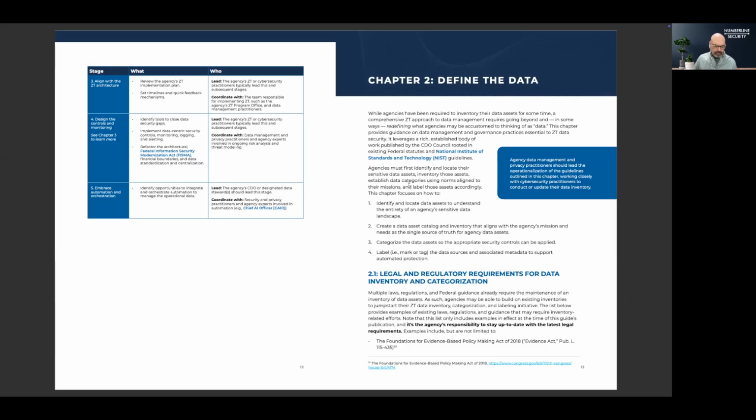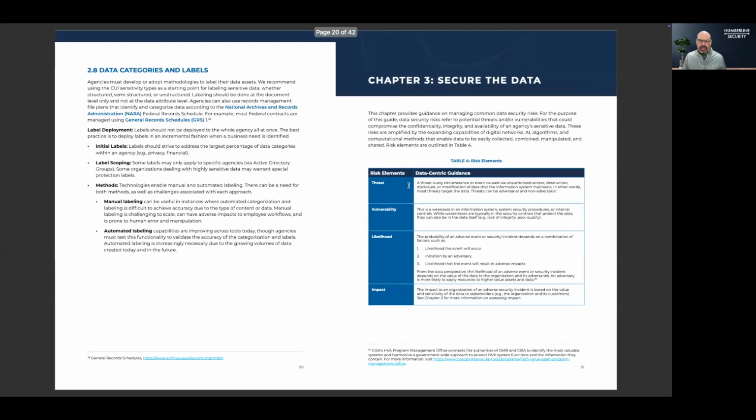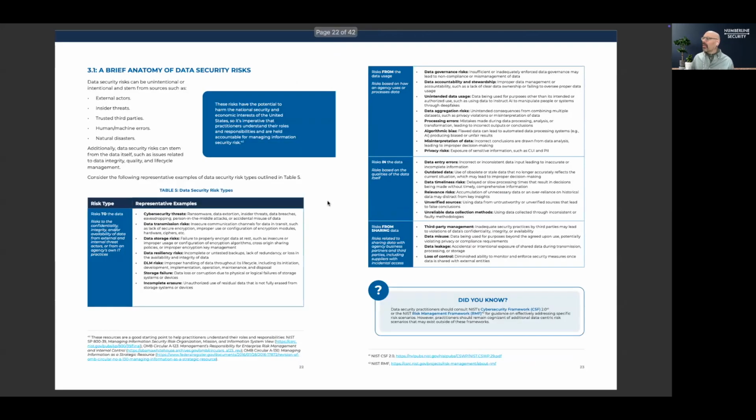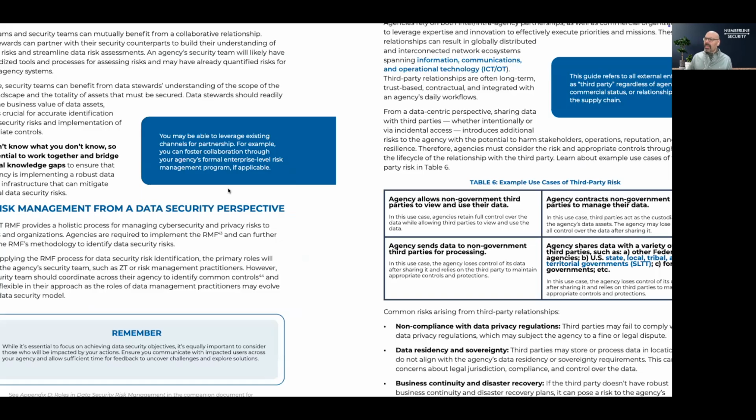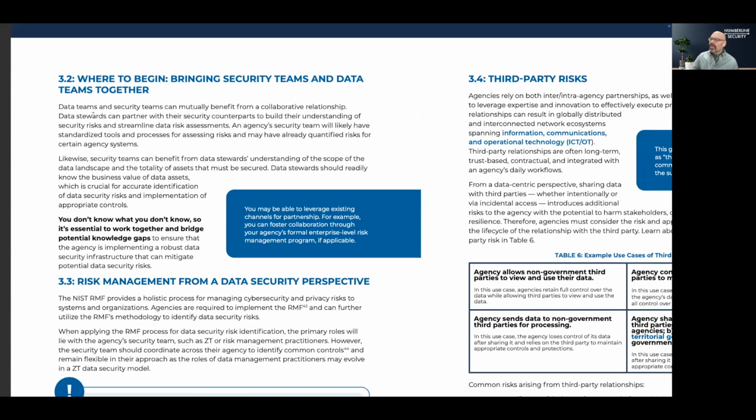Okay, chapter three, securing the data, of course, is where the rubber meets the road here, right? This is actually what we're trying to do. And there's a couple things I wanted to point out that I thought were interesting. First is this piece here. These couple of paragraphs are actually really important: data teams and security teams can mutually benefit from a collaborative relationship, and this is really important, right? You as security leaders need to understand, hopefully, number one, do you have data stewards or data owners in your environment, in your enterprise?